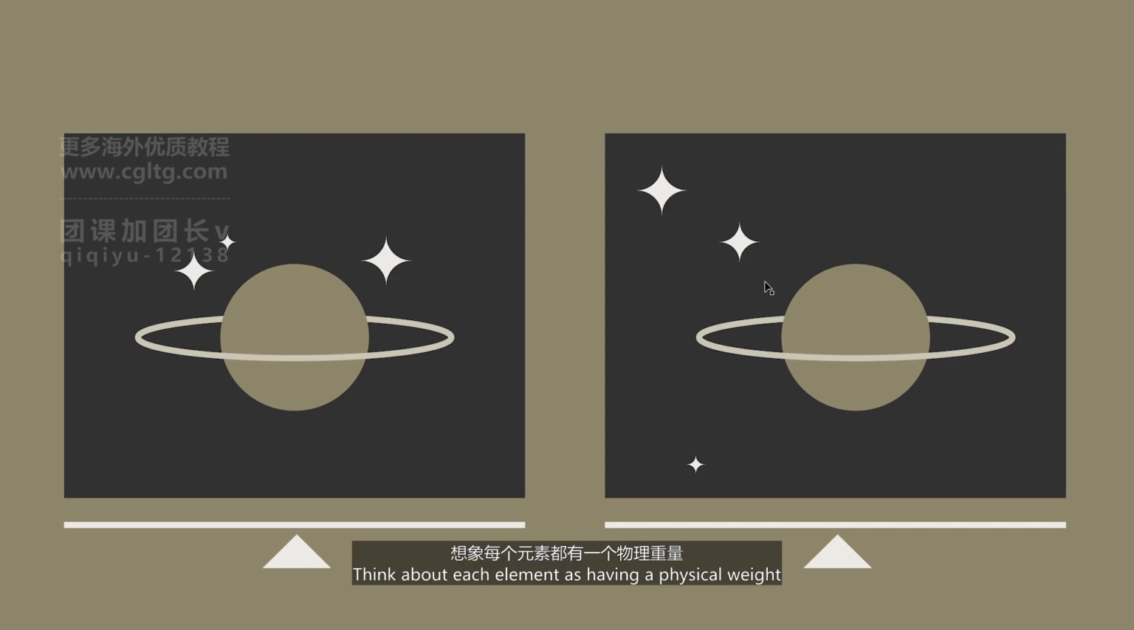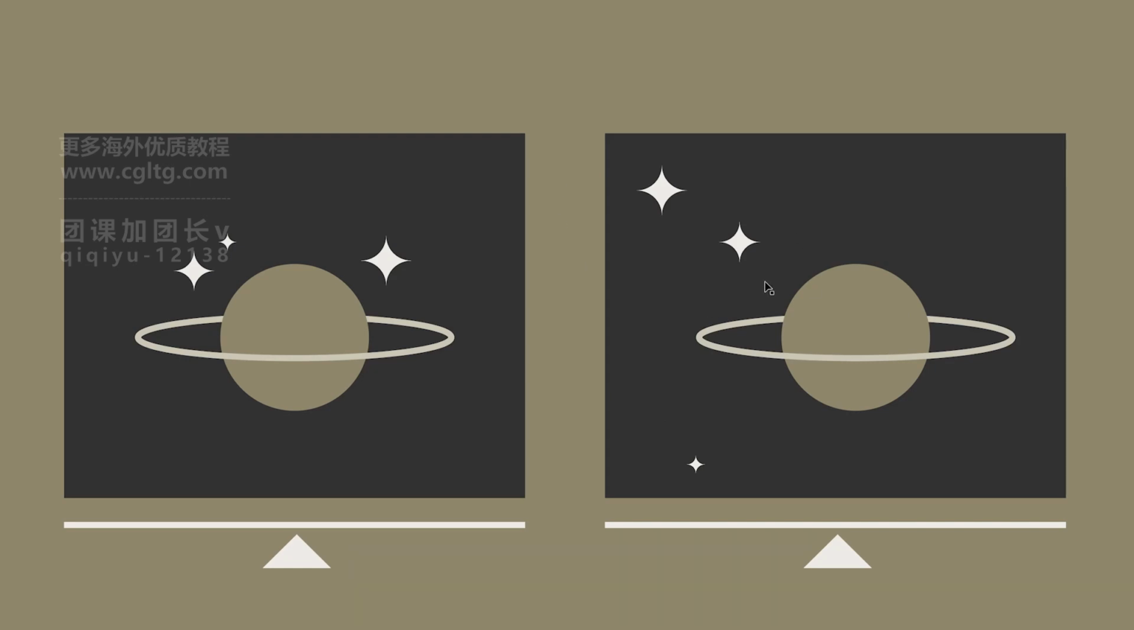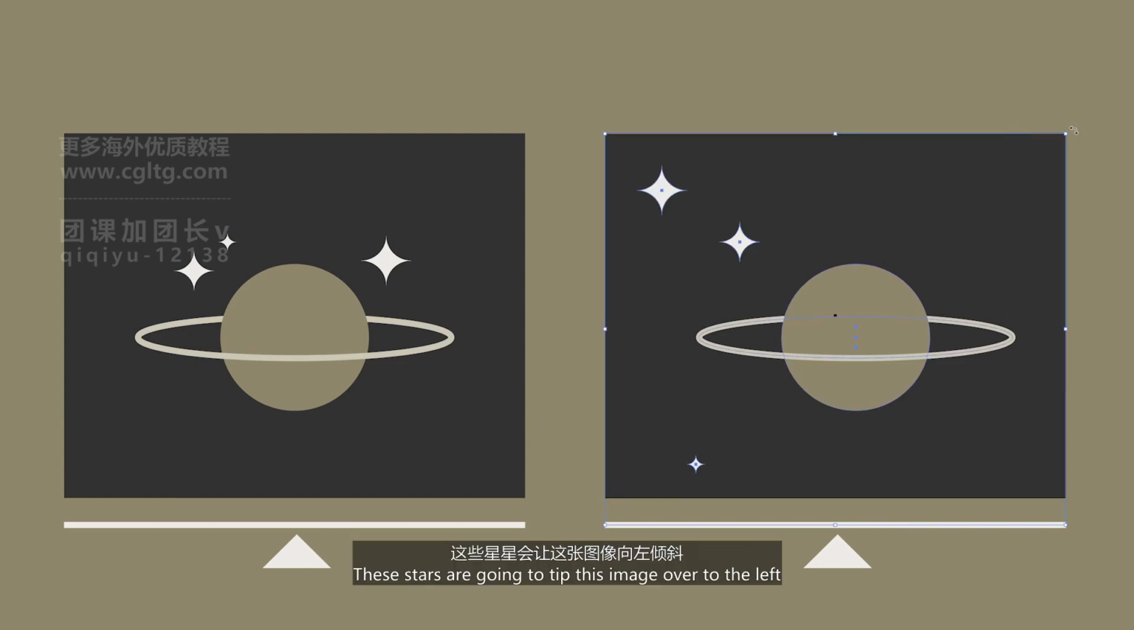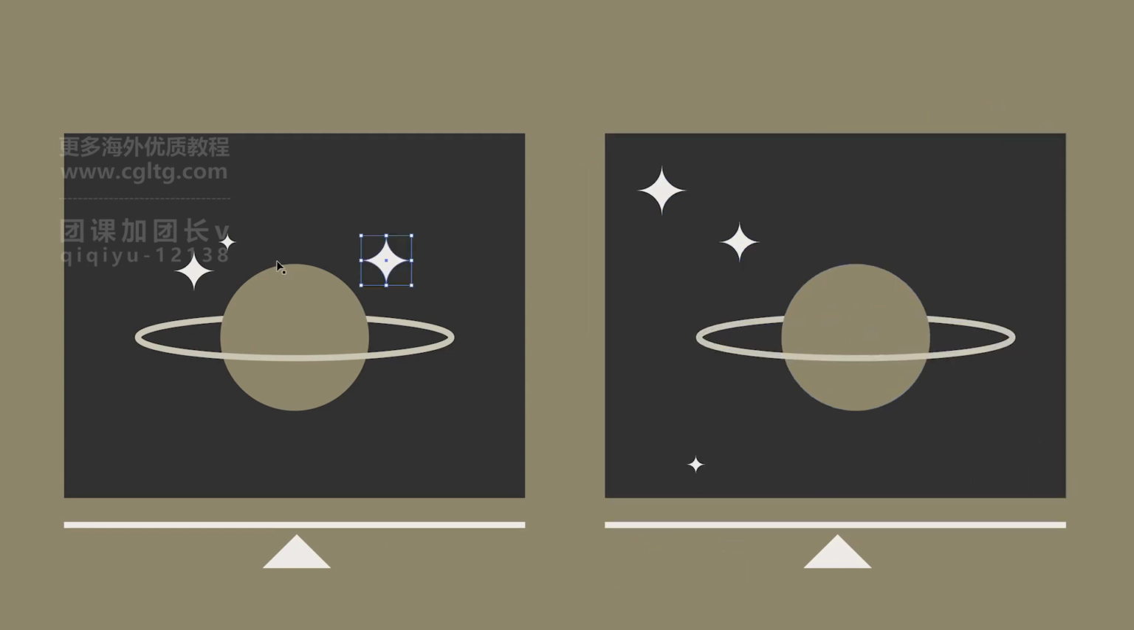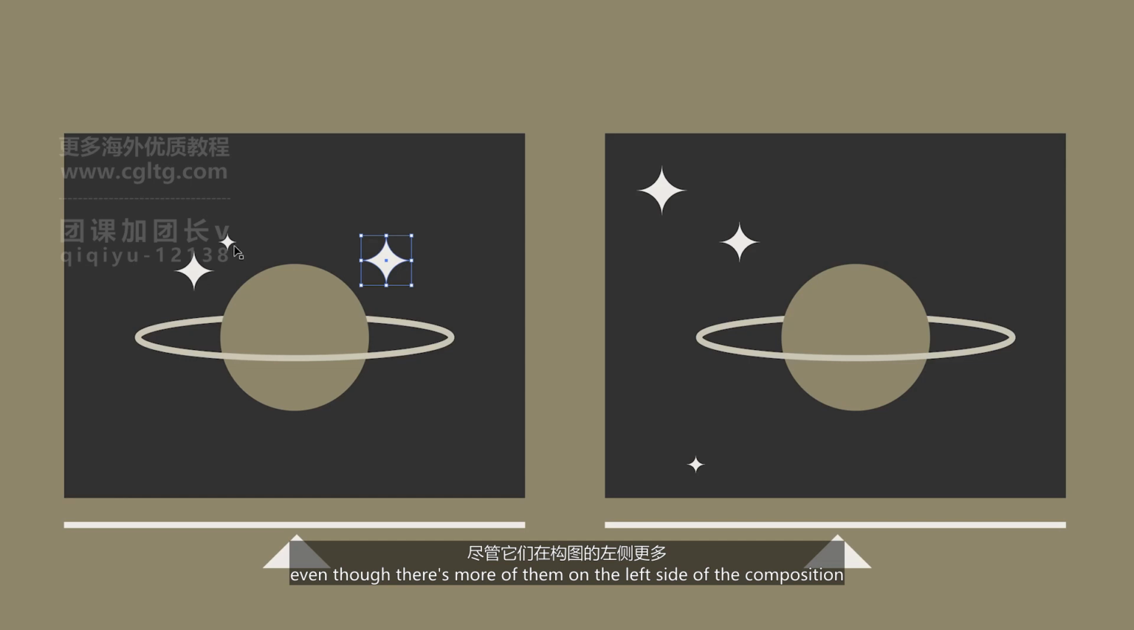Think about each element as having a physical weight, and our canvas is on this balancing scale. These stars are going to tip this image over to the left. It is not balanced. Whereas these stars on the left feel balanced, even though there's more of them on the left side of the composition.